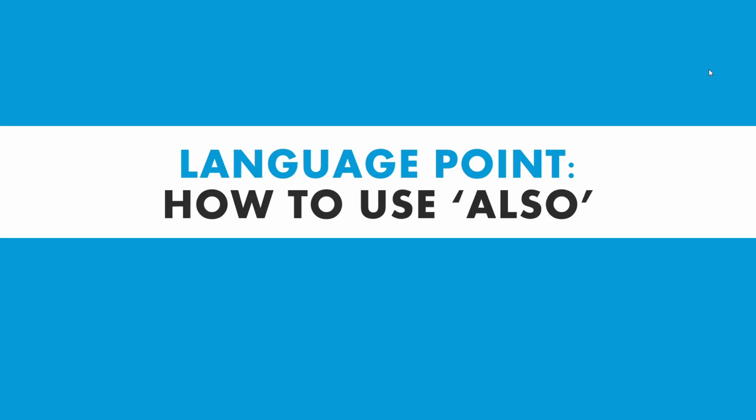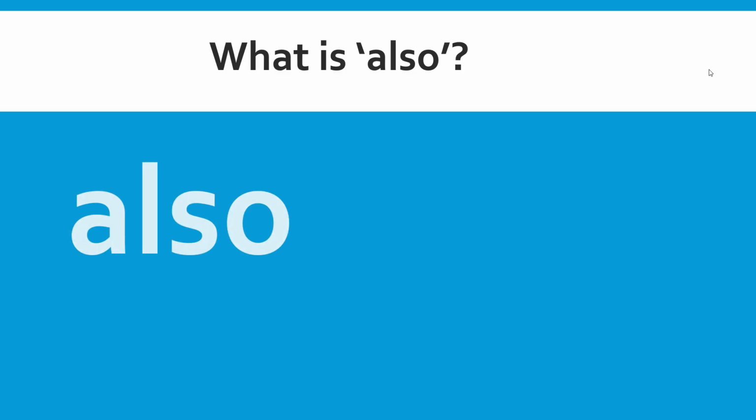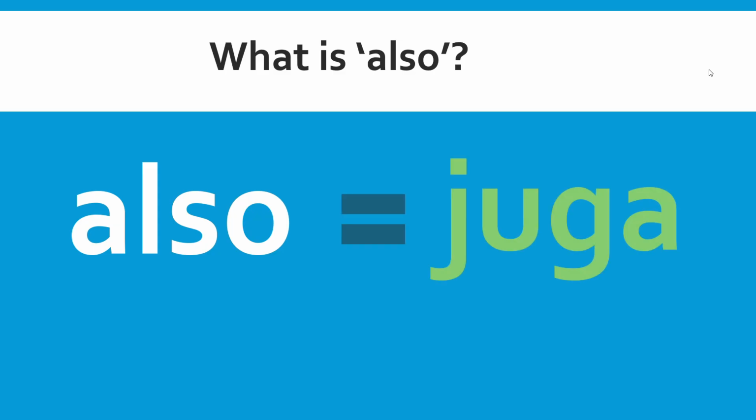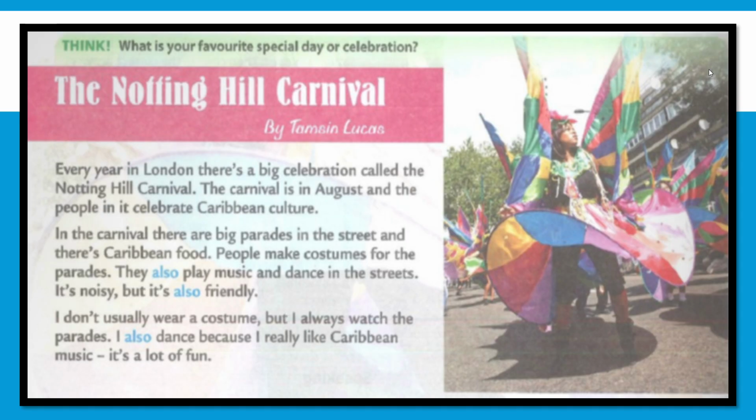So how do we actually use the word also? First, we need to understand what also means. Also in BM means juga. Also is used when an additional idea is connected to the first idea, which means the first idea is related to the second idea. Take a look at this example again. You see the word also here. It actually happens before the verb. The verb here is play, and also only happens before the verb play. So this is the first condition when we want to use also.